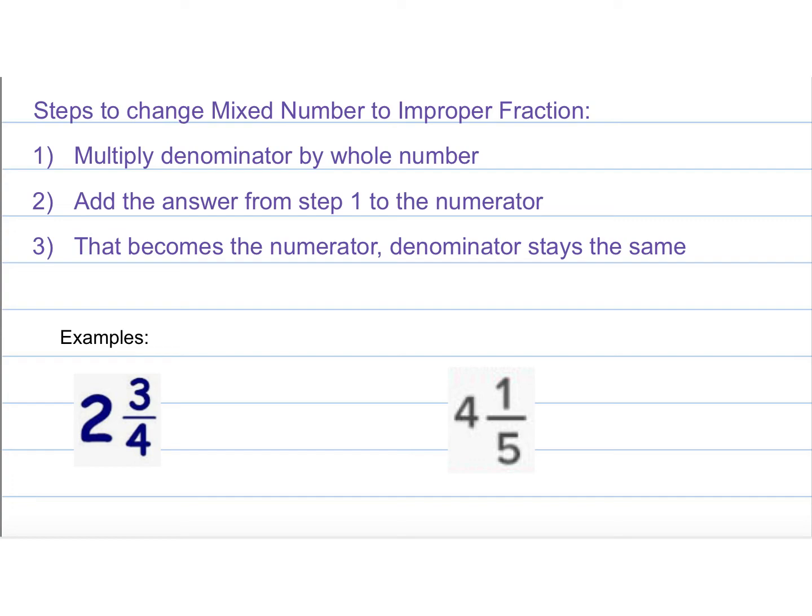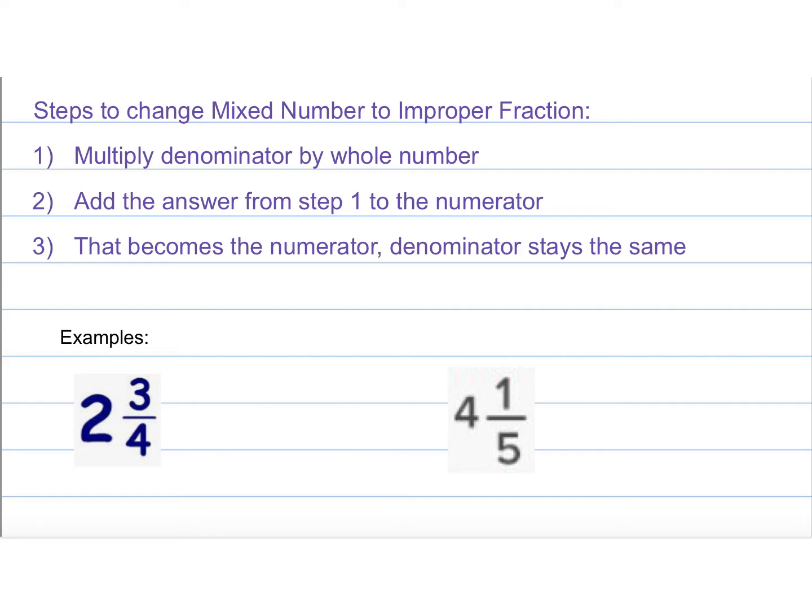Now, steps to change a mixed number to an improper fraction. Pause, write these down. Multiply the denominator by the whole number. Add the answer from step 1 to the numerator. That becomes the new numerator, and the denominator stays the same. All right, so let's try these examples here.